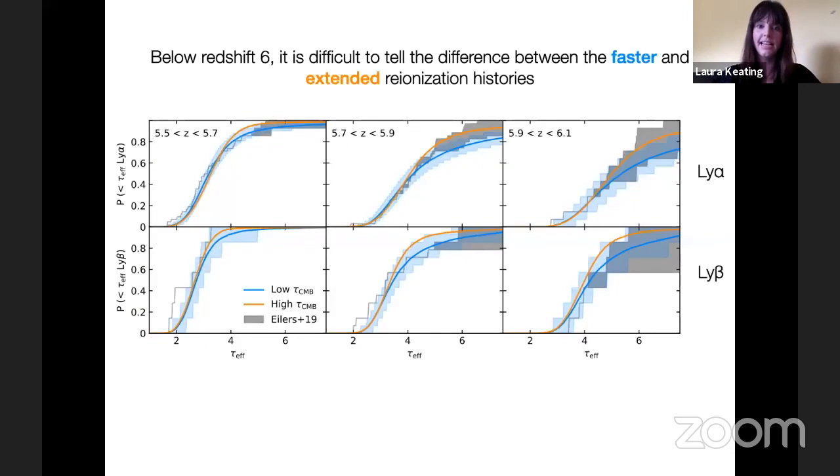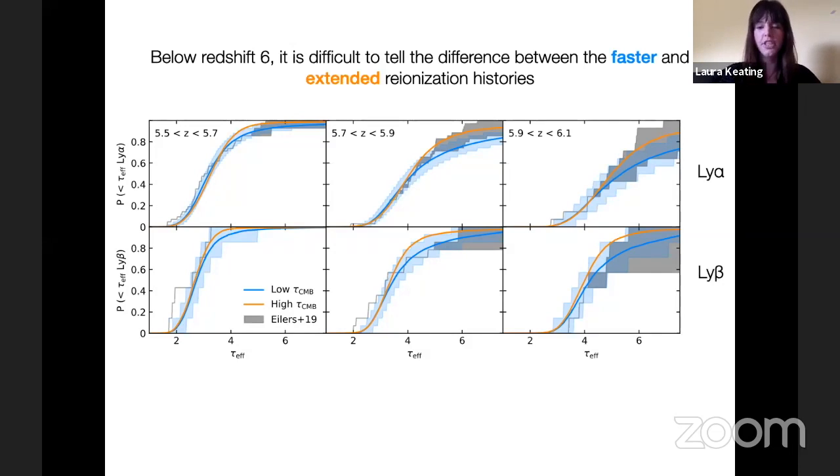So you can look and see how these 2 different models compare to the existing data. So the blue here is the fast model and the orange is the extended. And the top panel is the Lyman-alpha measurements and the bottom is the Lyman-beta measurements that I showed previously. And you can see in both cases, the 2 models seem to agree reasonably well with the data over this redshift range, because that's how they were designed to look.